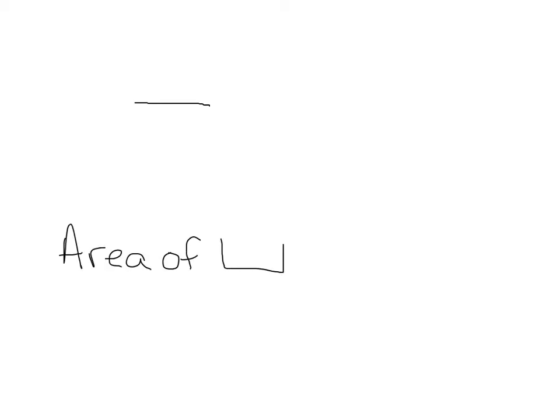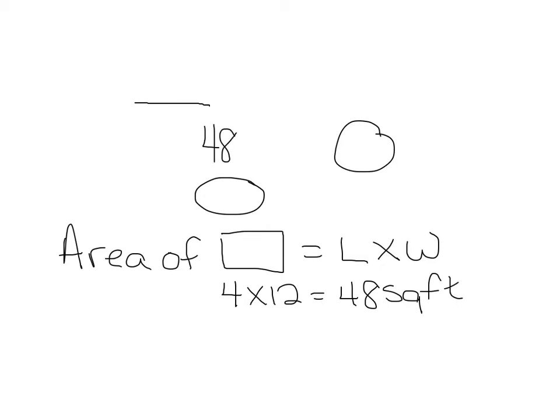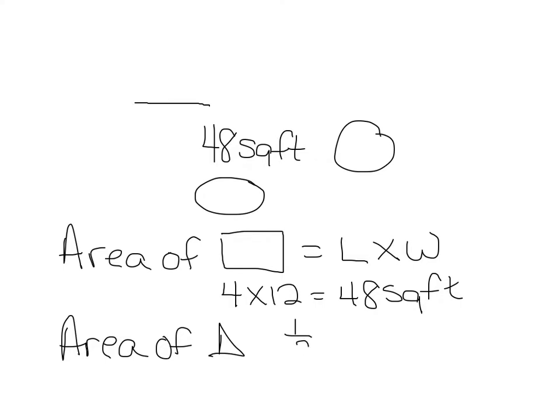Okay, so area of the rectangle is equal to the length times the width. That's pretty easy. Our length is 12 and our width is 4. So this is pretty easy. So we would do 4 times 12, which equals 48 square feet. Okay, so that would be the area of the rectangle. Now to do the triangle, that's also pretty easy. That is 1/2 times the base times the height.